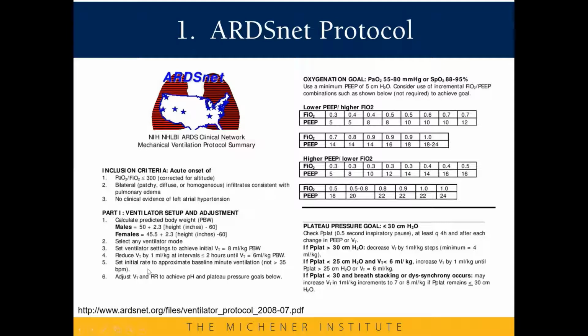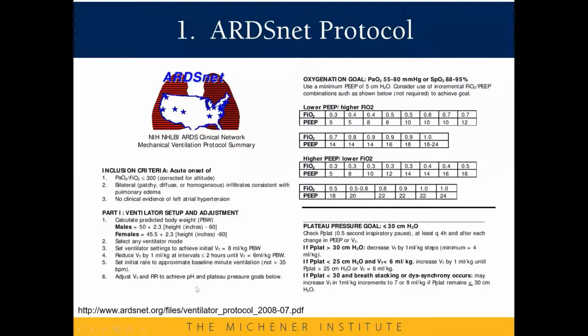So then they say you're going to use an initial rate to approximate your baseline minute ventilation, but do not go greater than 35 breaths per minute. Okay, so you're going to adjust your tidal volume and respiratory rate to achieve your target pH and your plateau pressure.